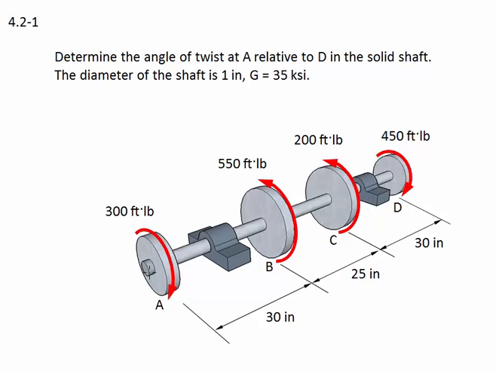Here's the shaft from A to D. We're looking for the angle of twist at A relative to D, so we're going to be looking at the angle of twist over the entire shaft. We have various external torque loads applied, and the dimensions are given. We have everything we need to solve this problem.